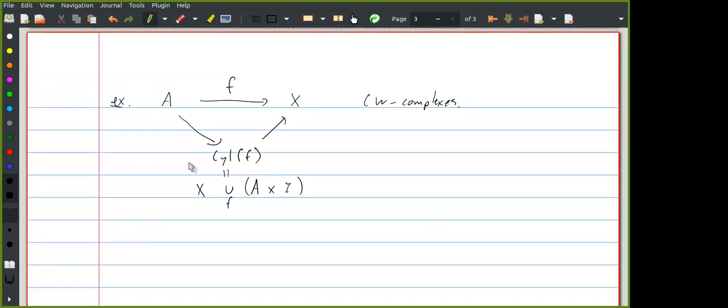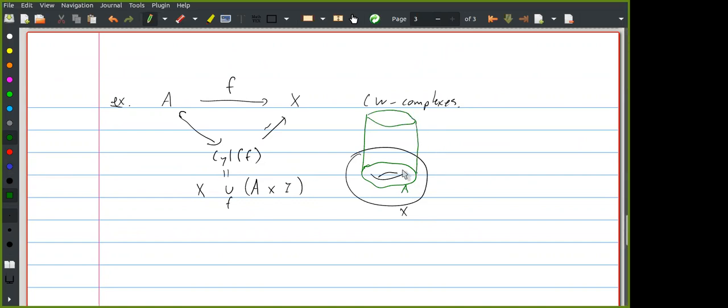Okay, so first of all, if these are both CW complexes, it's fairly easy to see that the map from A into the mapping cylinder is a CW inclusion. So it satisfies this homotopy extension property. Second, this map from the mapping cylinder to X is a homotopy equivalence. And the picture there is, if this is X and this is A, then the mapping cylinder looks like this. And we can map this to X by squishing down the entire cylinder to this copy of A.